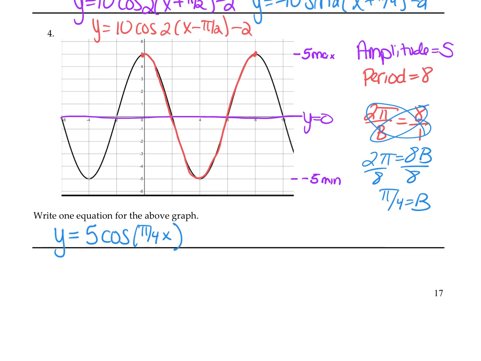I'll also write a sine equation if we were curious. So sine starts at the middle here. If I was completing a cycle of sine, it would start here and go to here. I know that my b is already pi over 4. So I'd have 5 sine of pi over 4 times x. Well, I went left 2, so plus 2. And so that'd be a way to write the sine equation for this graph.